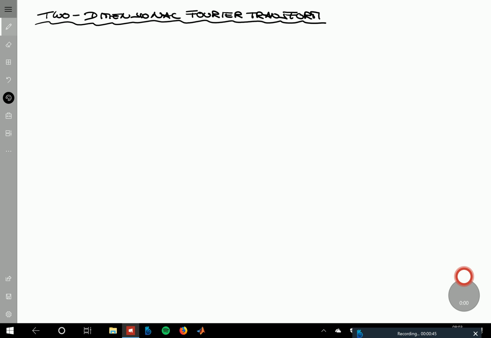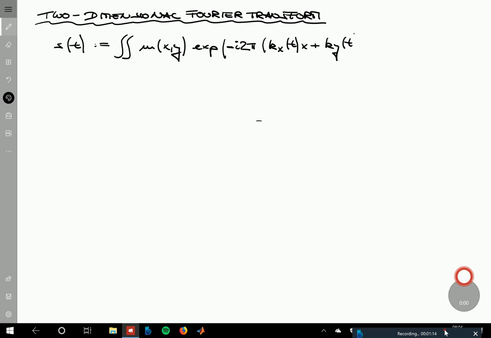So what we went up to last time was the MR signal equation, which took this form. And where these kx(t) and ky(t) were defined as these things.